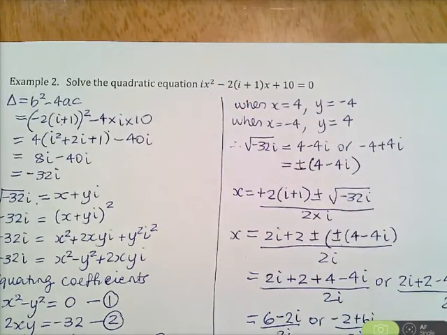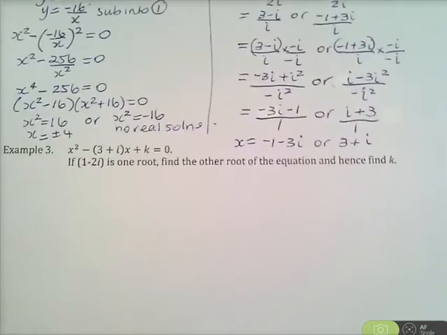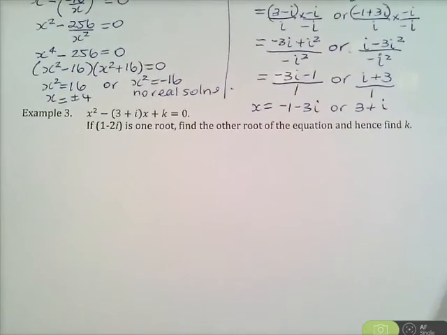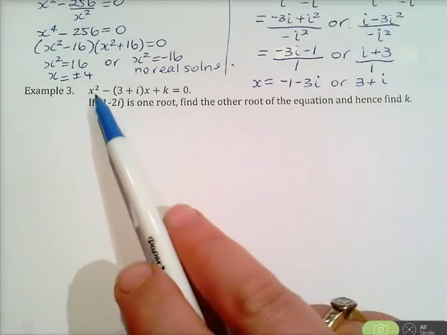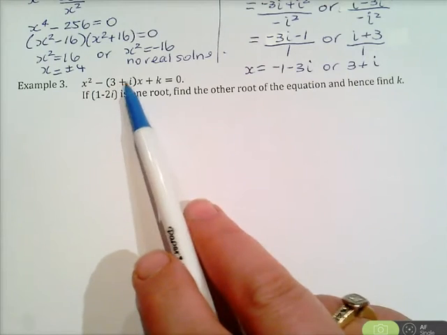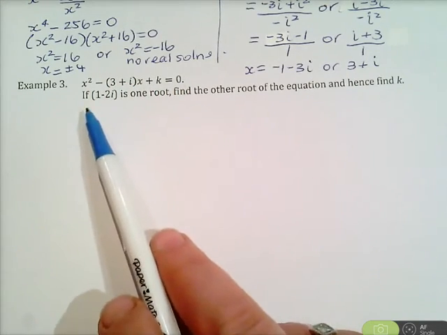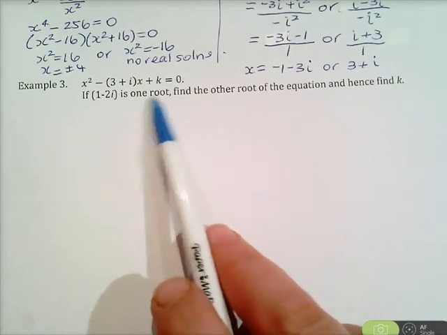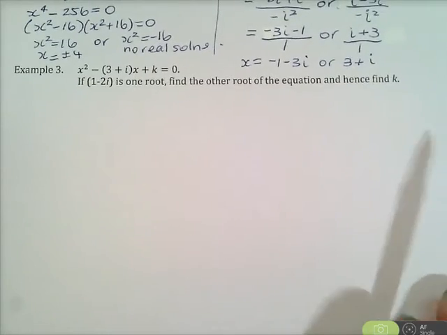A quadratic equation has at most two solutions because it's x squared. Okay, so that's that question. Now there is one more example here. Okay, all right, now it says example 3. x squared minus (3 plus i) x plus k equals 0. If 1 minus 2i is one root, find the other root of the equation and hence find k.